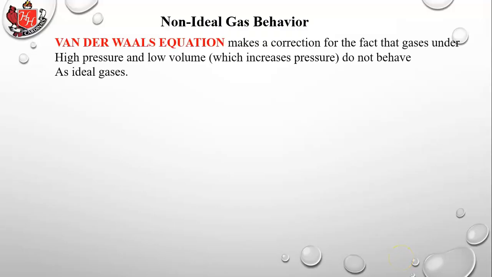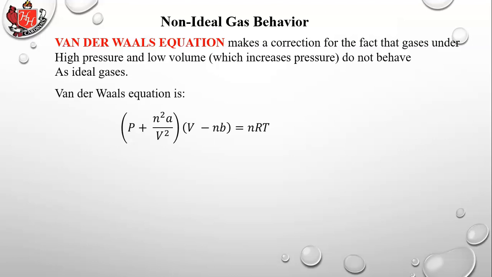The van der Waals equation makes a correction for the fact that gases under high pressure and low volume, meaning they're squeezed together more, and low volume increases pressure, do not behave as ideal gases. So there's the equation. You notice it takes PV equals nRT and it adds some things to it.